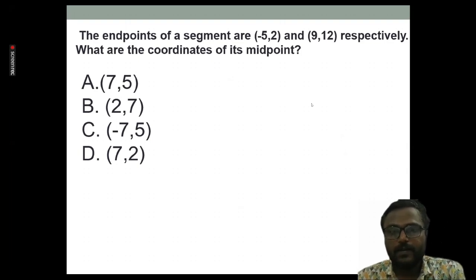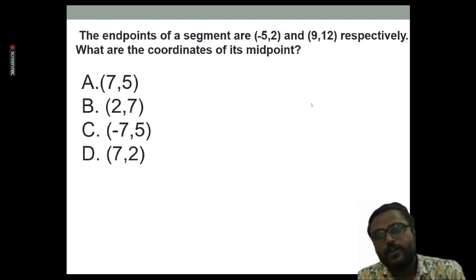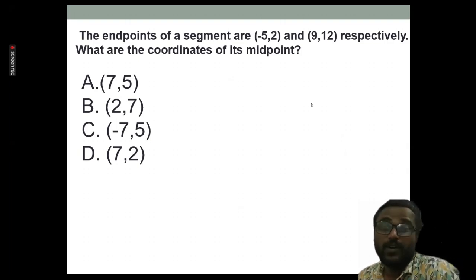You need to mark point A as x1, y1, the other point is x2, y2. Get the average of both of them, for getting the coordinates of the midpoint.